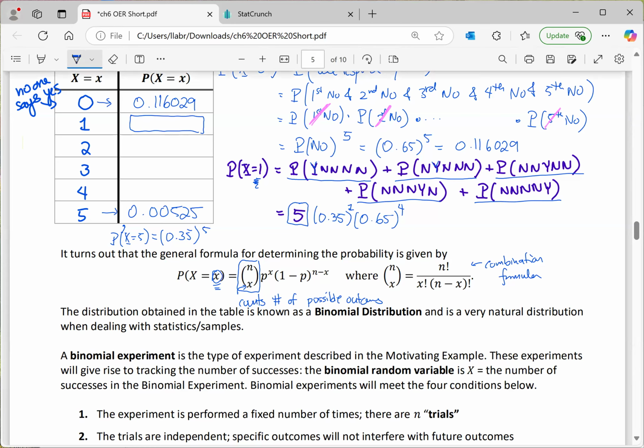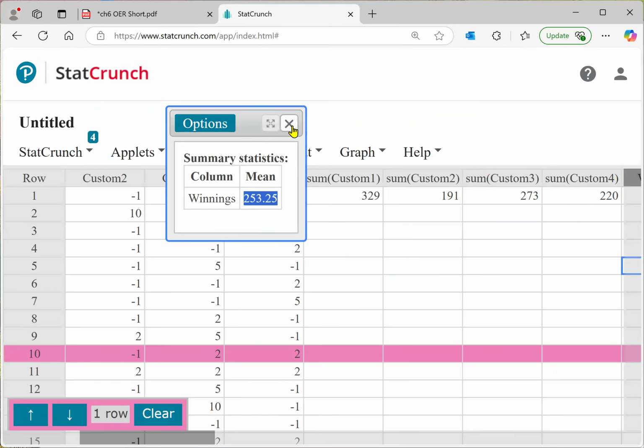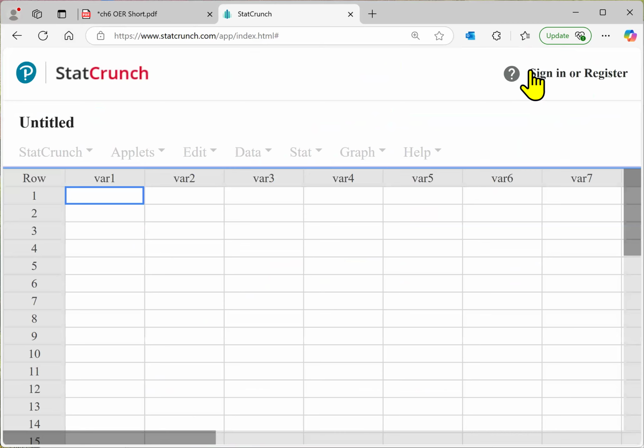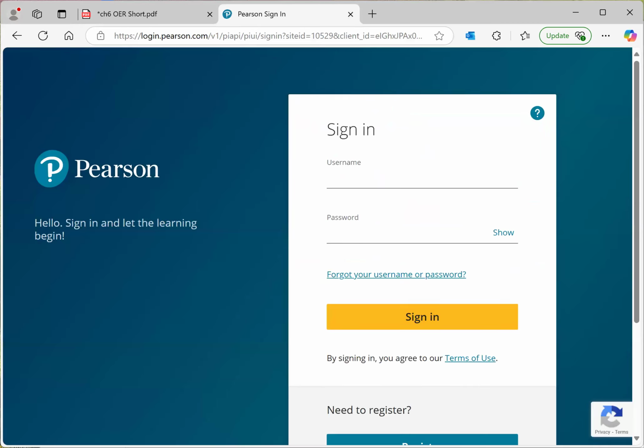What we're going to do is use StatCrunch for this. Oh, we've got to sign in. Give me a sec.